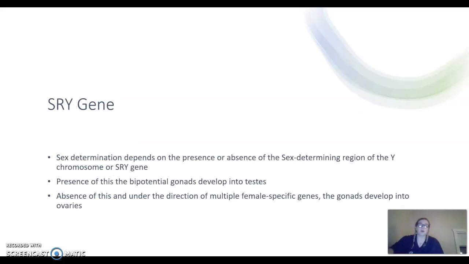The SRY gene. Sex determination depends on the presence or the absence of the sex-determining region of the Y chromosome, or the SRY gene. If there is an SRY gene, then it determines that they are a male, but if there is no SRY gene, then they are a female. The presence of this, the bipotential gonads, develop into testes, and the absence of this, under the direction of multiple female-specific genes, the gonads then develop into ovaries.